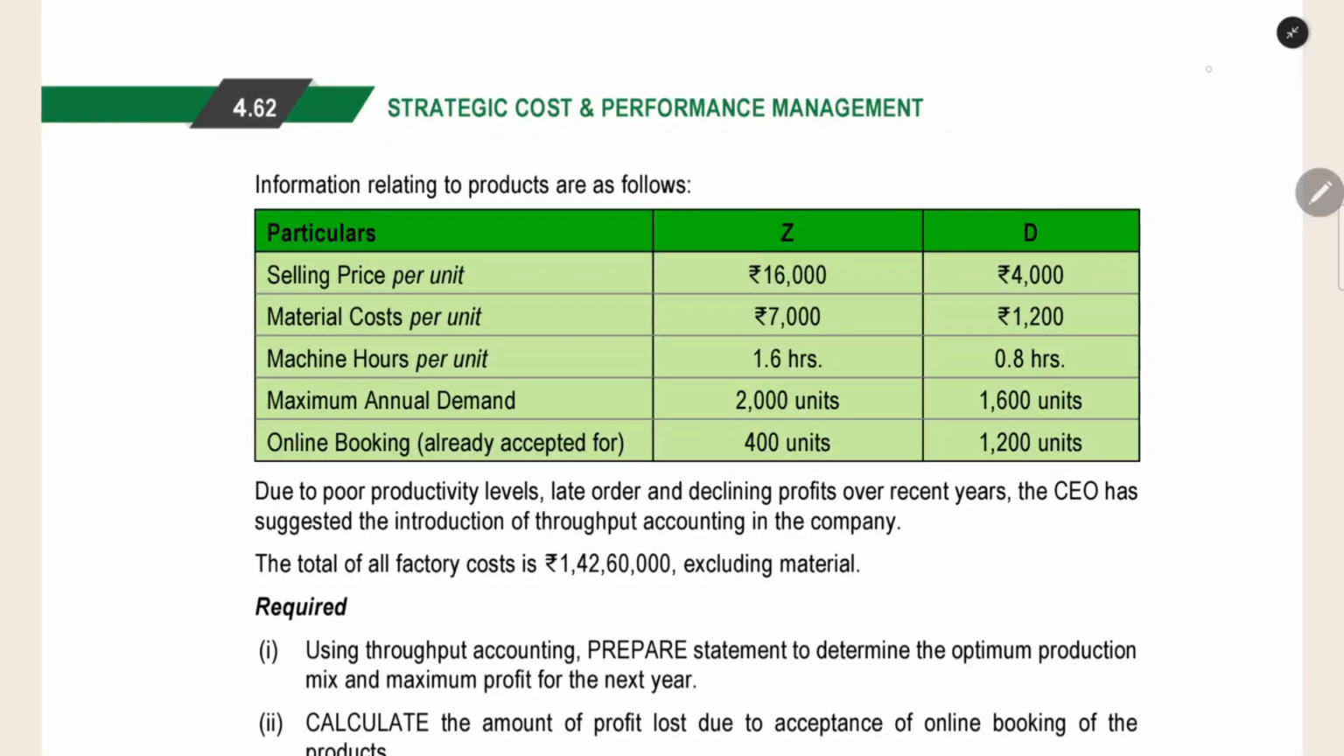Now in this question, for solving, what we have to do is calculate the contribution per unit, to see which product is giving more contribution. If the product gives more contribution, we will produce that first. We will produce the product giving low contribution only as the second product. First, we have to give priority to the product which will give us higher contribution. So we have to calculate the contribution in the question.